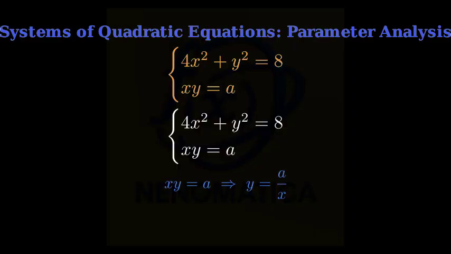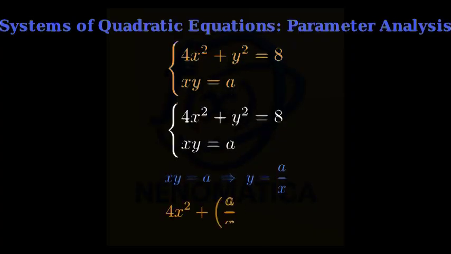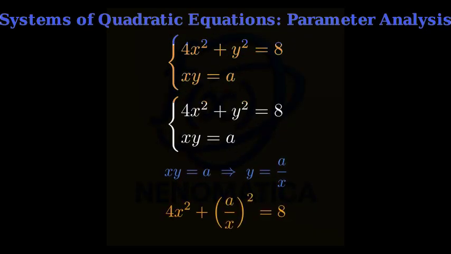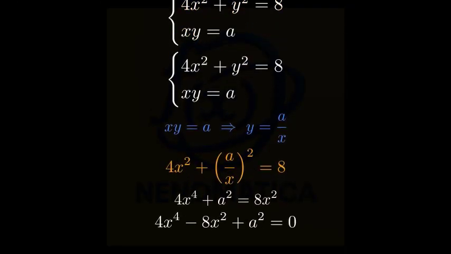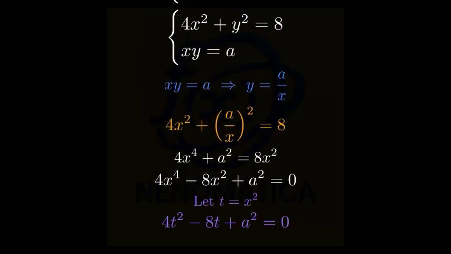Now substitute y equals a over x into the first equation. That gives 4x squared plus the quantity a over x squared equals 8. Clear the denominator by multiplying both sides by x squared. We obtain 4x to the fourth minus 8x squared plus a squared equals 0. This is a biquadratic equation. Let t equal x squared. Then the equation becomes 4t squared minus 8t plus a squared equals 0, a quadratic in t.